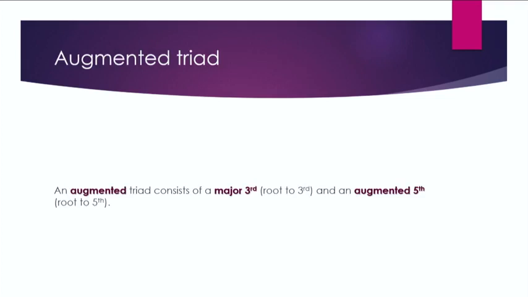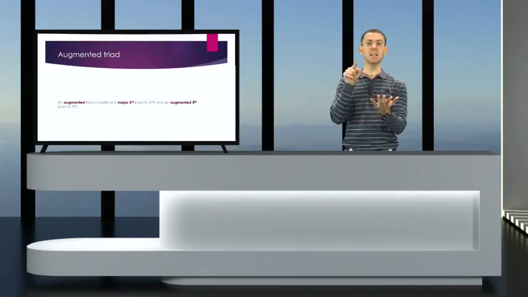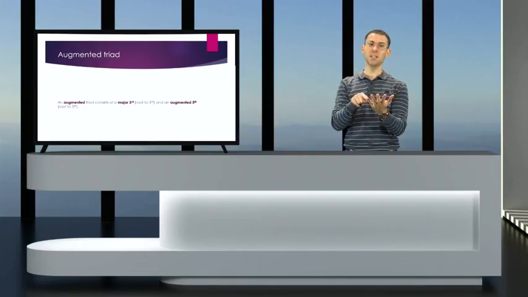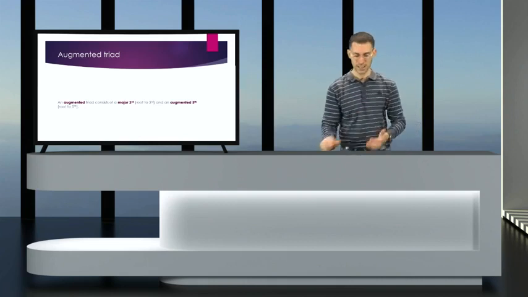An augmented triad is when the third at the bottom is major and the fifth is augmented. Remember, you can have a perfect fifth or an augmented fifth, which means that it's bigger. So if we were working with C again, an augmented triad on C would be C to E is a major third. C to G sharp is an augmented fifth. So it would be C, E, G sharp. That would be an augmented chord on C.